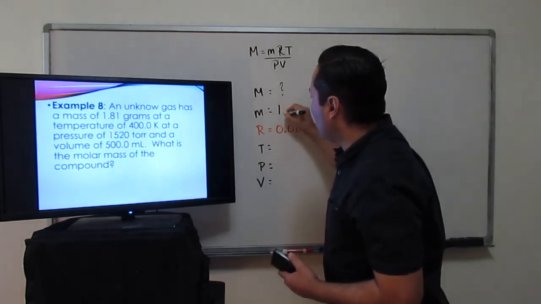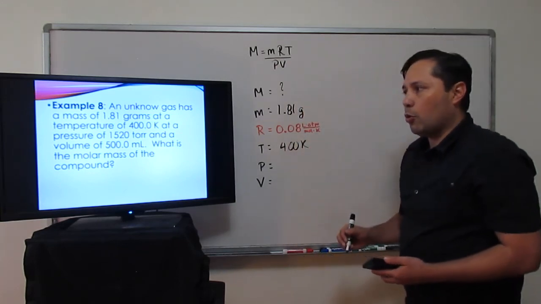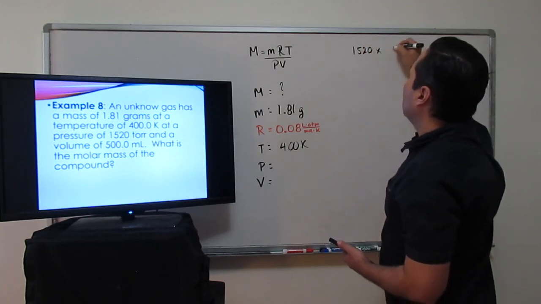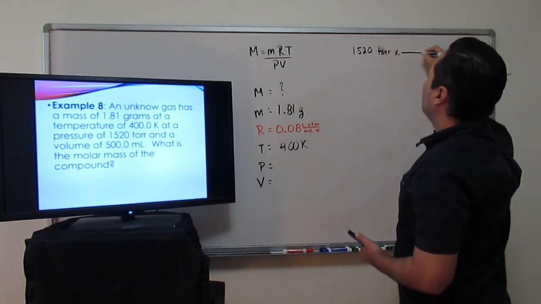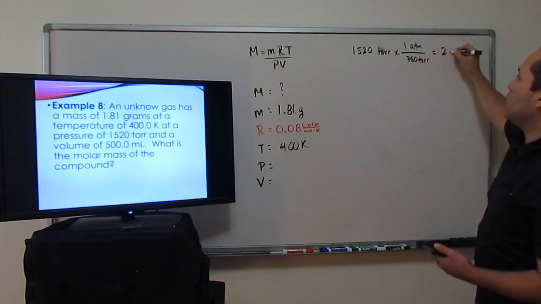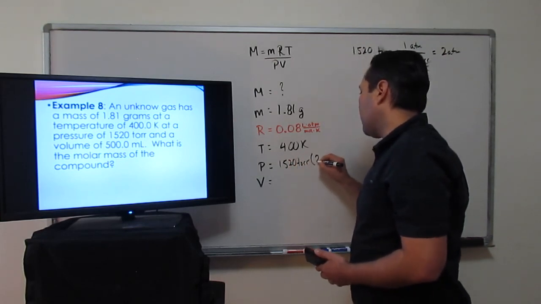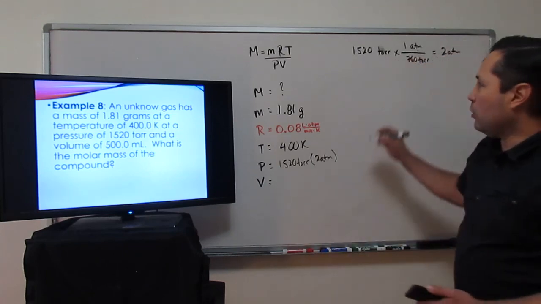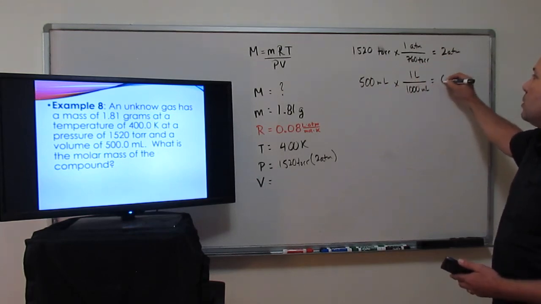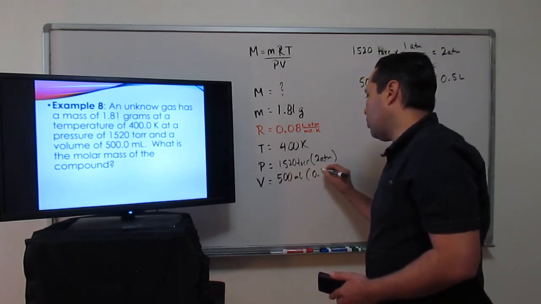So the mass is 1.81 grams, 400 Kelvin for the temperature. Great. Torr, we have 1,520 torr, so we need to change those to atm. For every 1 atm there's 760 torr, so you go ahead and divide, you get your answer of 2 atm. So that's our pressure. It was 1520 torr, but in atm it's 2 atm. Alright, for the volume we have 500 milliliters, and in 1 liter there's 1,000 milliliters, so it is 0.5 liters, and that is the volume. The original was 500 milliliters, but in liters it is 0.5 liters.